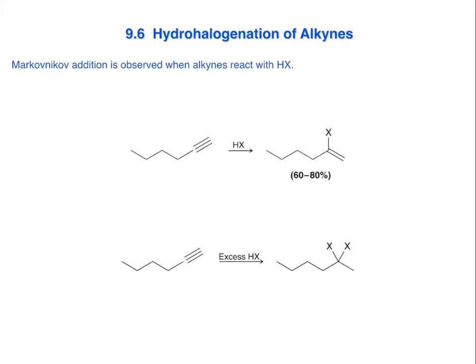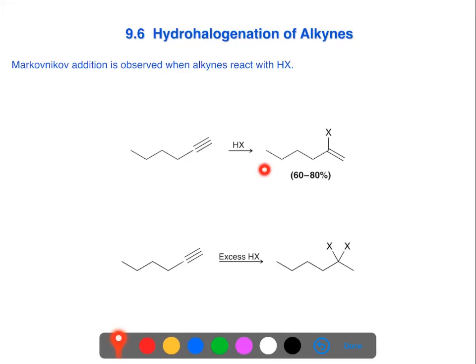In this video, we're going to cover section 9.6 on the hydrohalogenation of alkynes. Similar to what we observed for alkenes, Markovnikov addition is observed when alkynes react with hydrogen halides. So as you can see in this example, we have a terminal alkyne reacting with a hydrogen halide. We observe the formation of a bromoalkene, and the halogen will be placed at the more highly substituted position of that original terminal alkyne, which is only going to be this side of the alkyne.